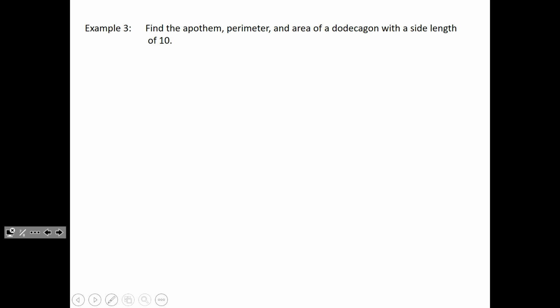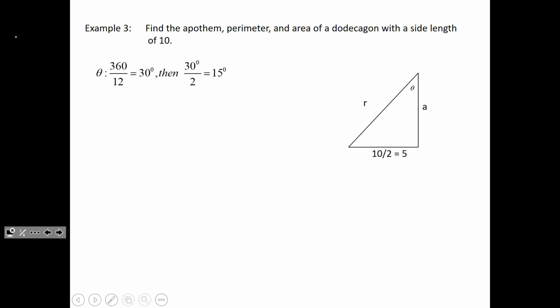Example 3. Find the apothem, perimeter, and area of the dodecagon with a side length of 10. So this one asks for even one thing less. We don't have to find all the sides, just enough for the area formula. If we're talking about a dodecagon, how many sides does it have? 12. Very good. So if I'm trying to find my angle theta, I would take that 12 and divide my exterior sum, and then divide that by 2. So I know that theta is going to have to be 15.